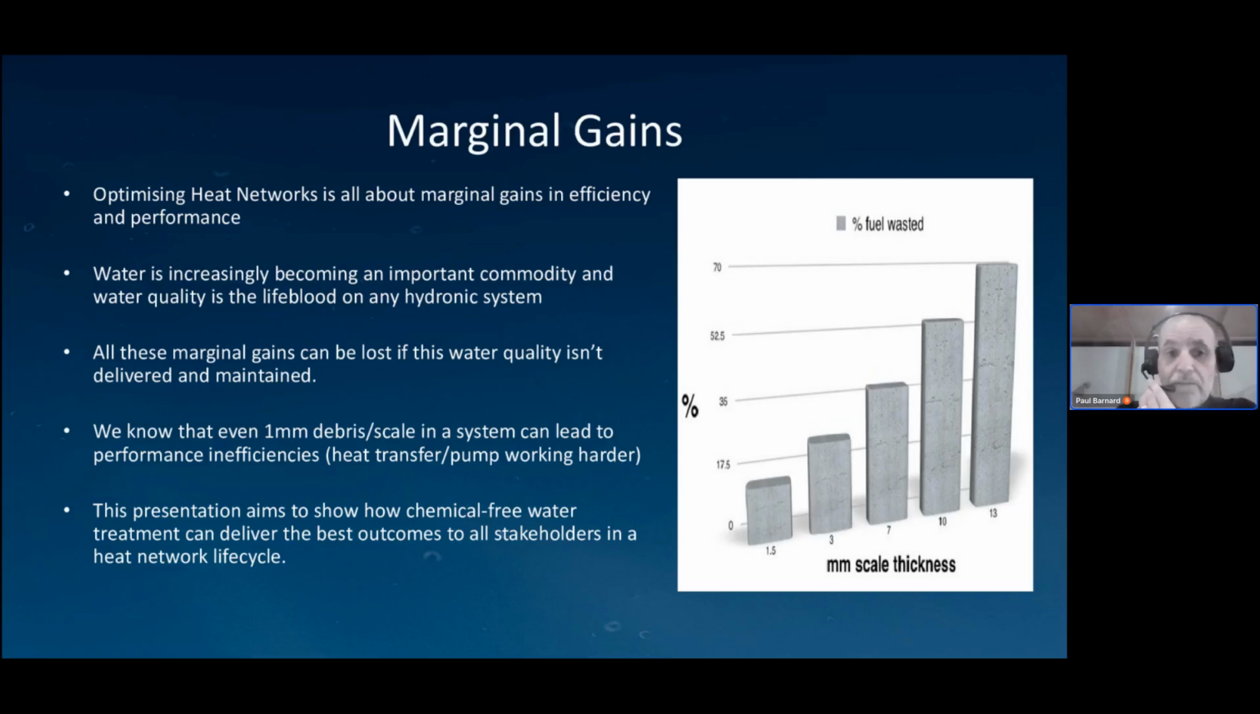We know that even 1 millimetre of debris or scale in the system can lead to performance inefficiencies in terms of heat transfer across plate heat exchangers, and pumps having to work harder because they're pumping more sludge and slurry around the network than what's required. So yeah, the presentation is to try and quickly run you through how chemical-free water treatment can deliver the best outcomes to all stakeholders in the life cycle of a network.